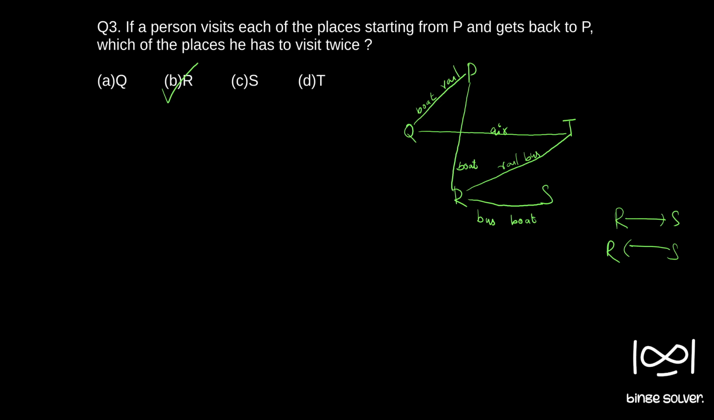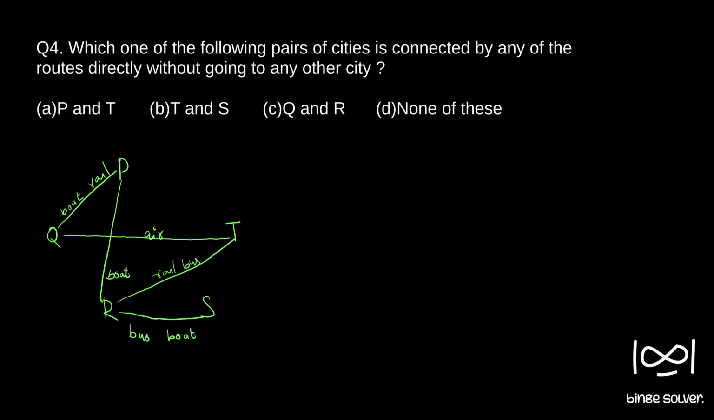So we'll go to the next question. Question 4. Which one of the following pairs of cities is connected by any of the routes directly without going to any other city?